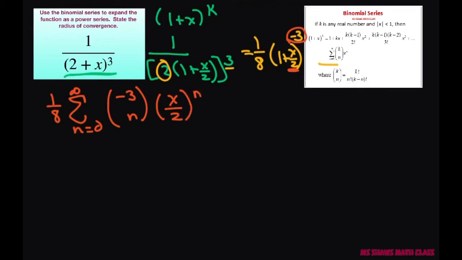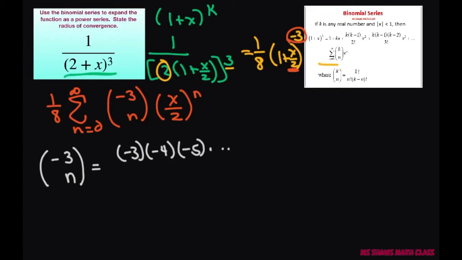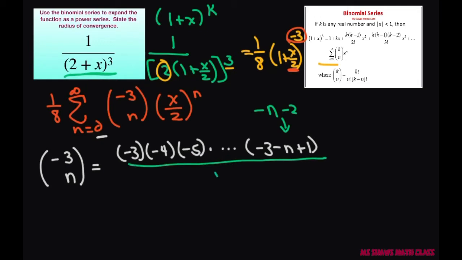Now, for this one, let's just go ahead and look at the binomial coefficient, -3 choose n. If you expand that, you're going to get -3 times -4 times -5 times and so on. For the pattern, that would be -3 minus n plus 1, because we keep adding, since we're starting at 0, we have to add the plus 1. Now this is really -n minus 2 here, and this is all over n factorial.